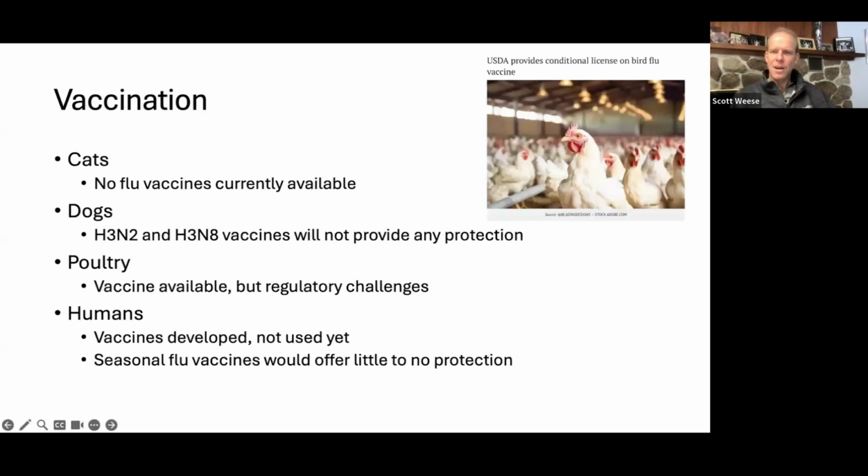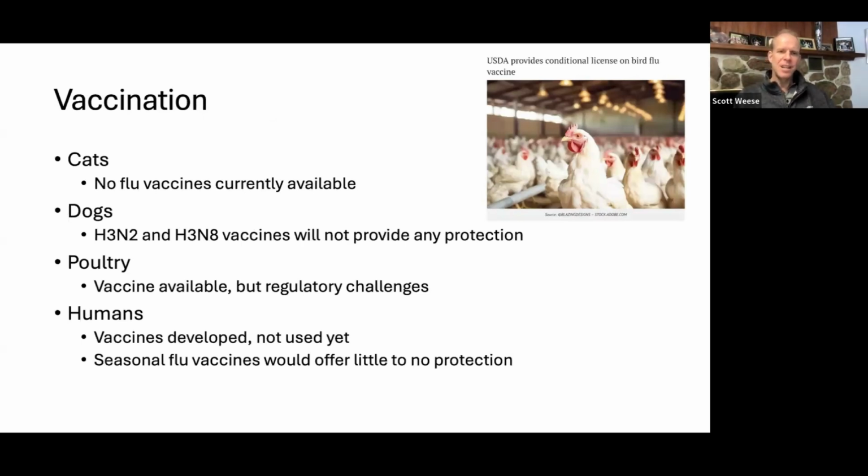A couple other odds and ends, and I'm going to cover some infection control stuff, and I'll try to get to some questions shortly. So, vaccination. We don't have canine flu vaccines that cover for this virus. So, H3N2, H3N8 vaccines will not provide protection against H5N1. And that's what's in the current canine vaccines. We don't have any flu vaccines for cats.